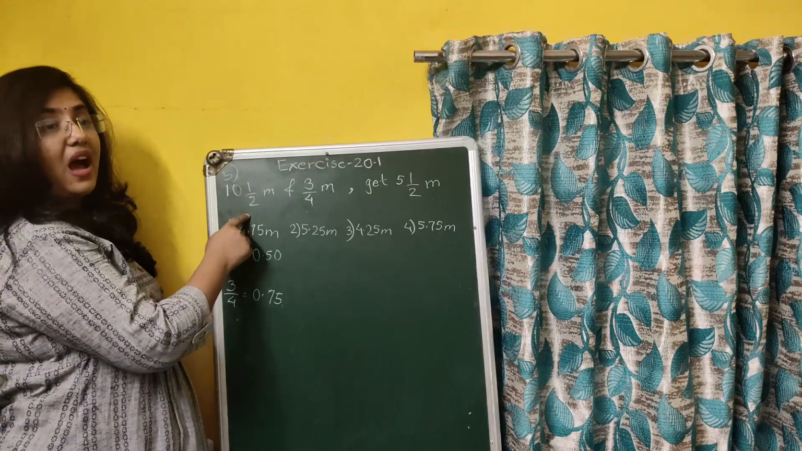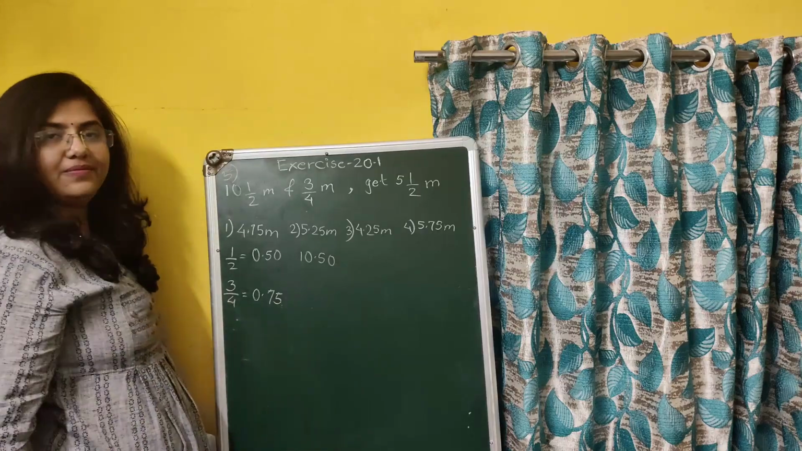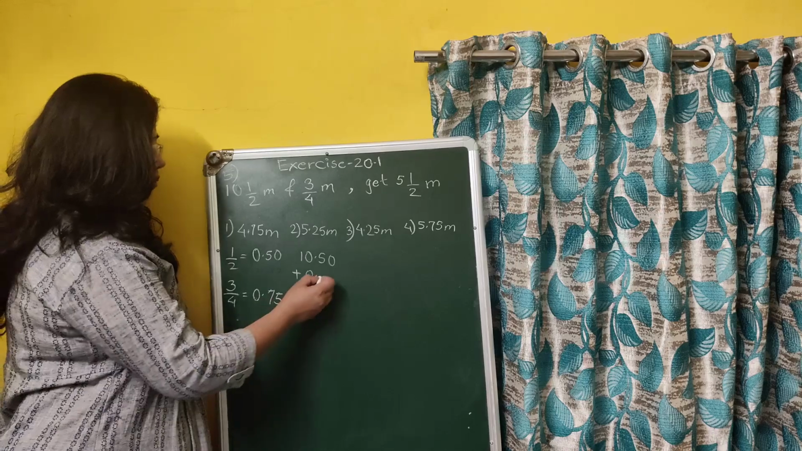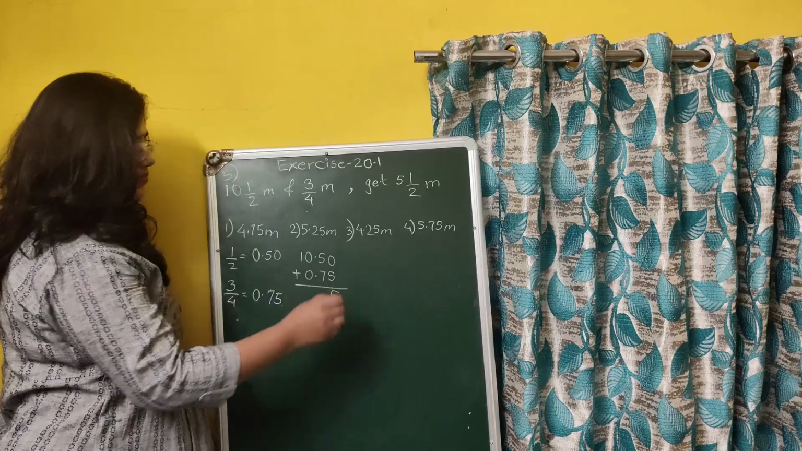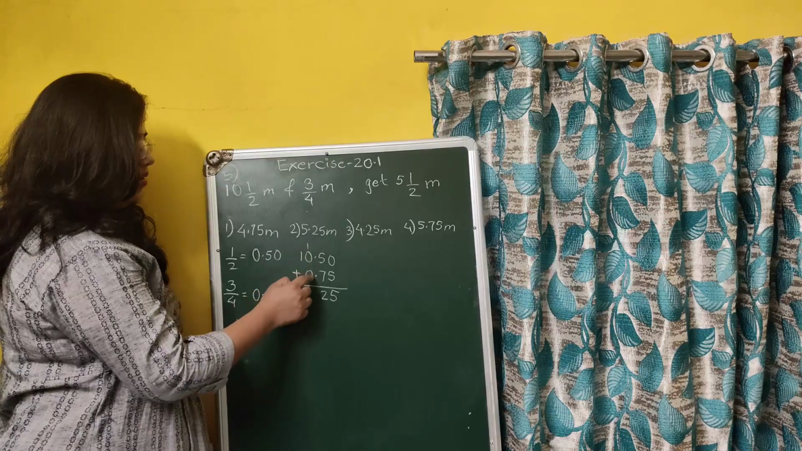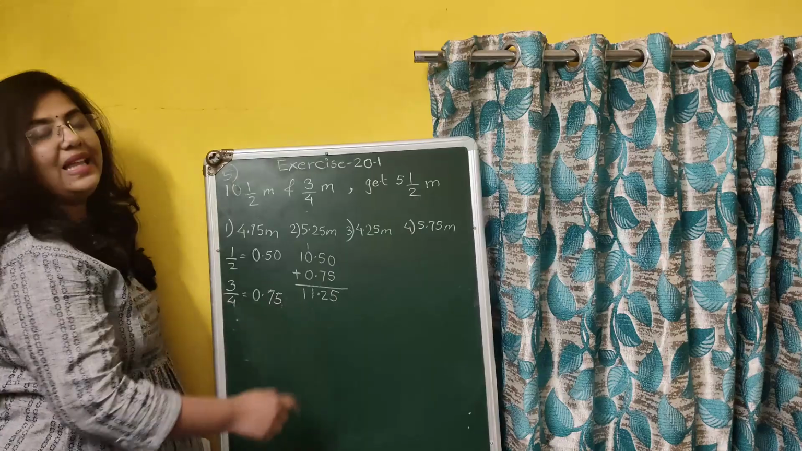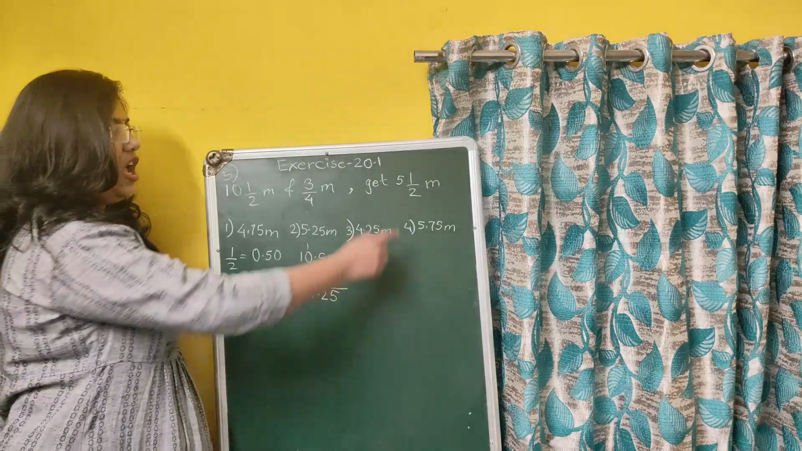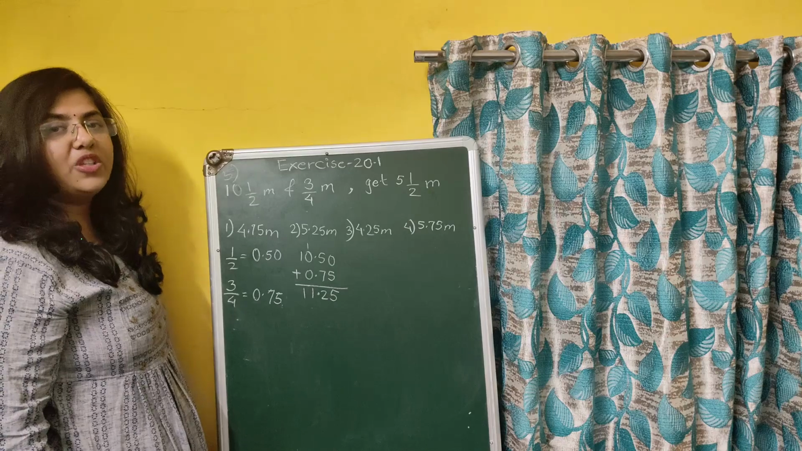So here 10.50 सम करना है, एडिशन करना है 0.75. 0 plus 5 is 5. 7 plus 5 is 12. Carry 1. 1 plus 0 is 1. And here 1. Point के नीचे point. So we got 11.25. Now 11.25 में से हमें 5.5 चाहिए. तो how much we need to subtract?